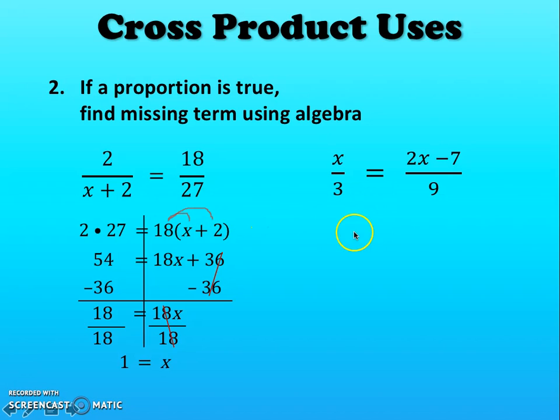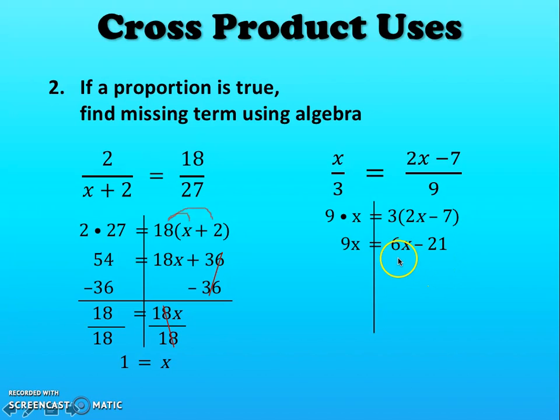Let's look at this other one here. I'm going to have x times 9 equals 3 times the difference, 2x minus 7. This is all in parentheses right here. Again, I have to distribute that 3. 9 times x is 9x equals 3 times 2x is 6x. Bring down the subtraction. 3 times 7 is 21.